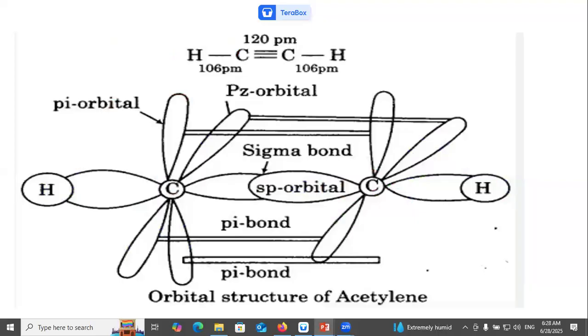In case of acetylene, the carbon-hydrogen bond and carbon-carbon bond. The carbon-hydrogen bond distance is 106 picometer and carbon-carbon bond 120 picometer. This is the orbital structure of acetylene, the sigma bond, and this is the pi orbitals. This is the pi bond.